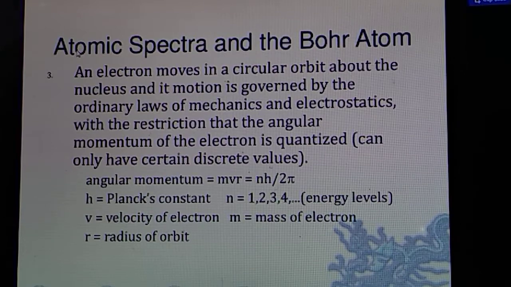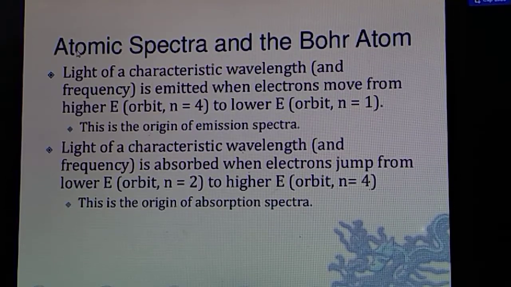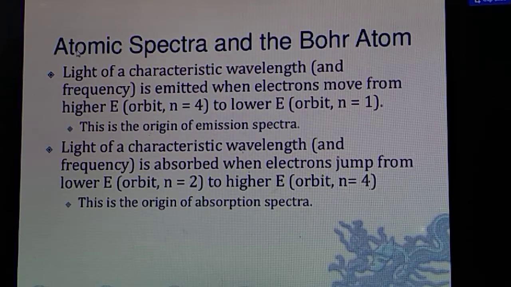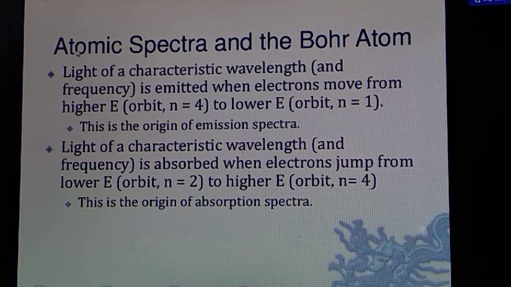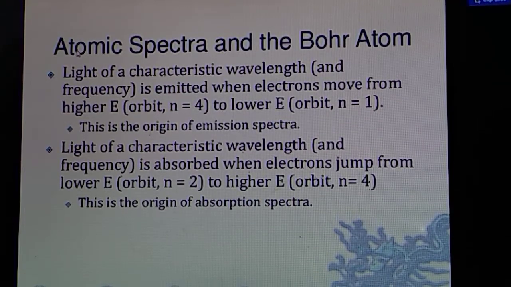An electron moves in a circular orbit about the nucleus, and its motion is governed by the ordinary laws of mechanics and electrostatics, with the restriction that the angular momentum of the electron is quantized and can only have certain discrete values, my dear children. Light of characteristic wavelength is emitted when electrons move from a higher orbit to a lower orbit. Light of characteristic wavelength is absorbed when electrons jump from a lower orbit to a higher orbit. This is the origin of the absorption spectrum.